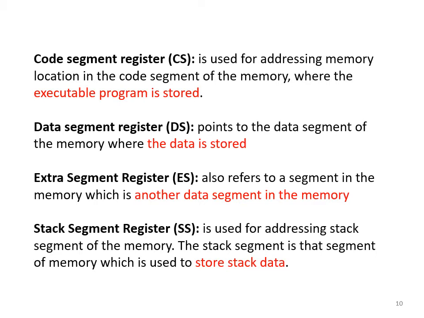So here there are different segment registers in the BIU. And I told you your 1 megabyte of memory is divided into different segments. You have a data segment in which you will be storing all the data required for your program. And you have the code segment register where the executable program is stored. Then the extra segment, another data segment in the memory, mostly for string applications, etc. Then you have the stack segment register, which is used for addressing the stack segment of the memory, which is usually used to store the stack data.